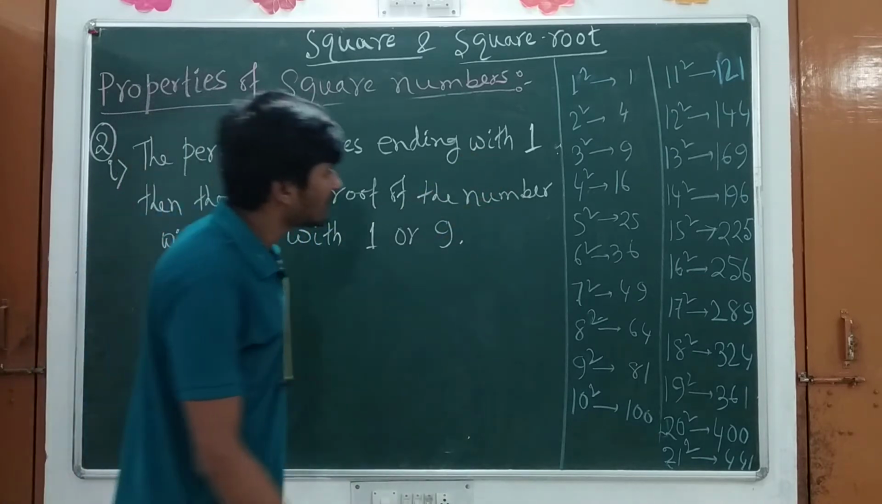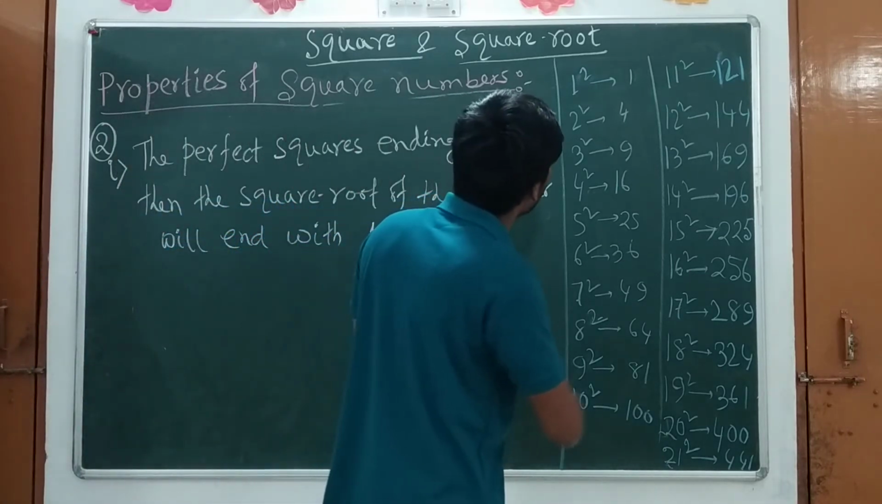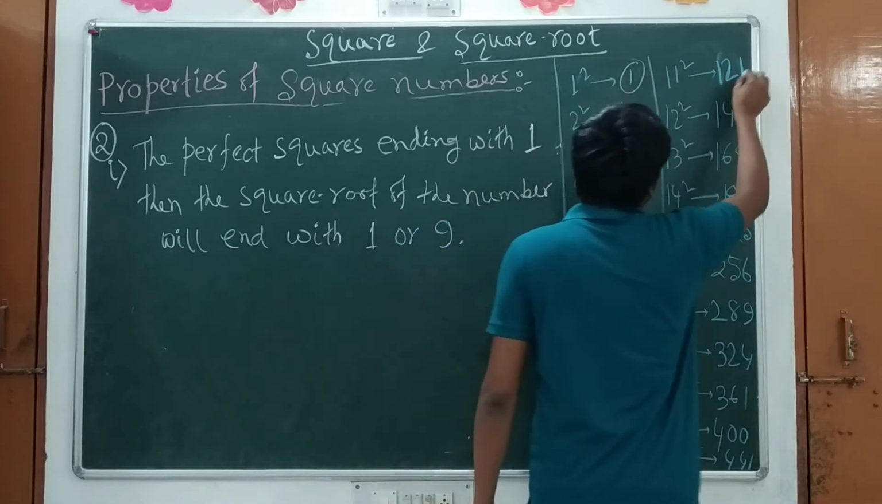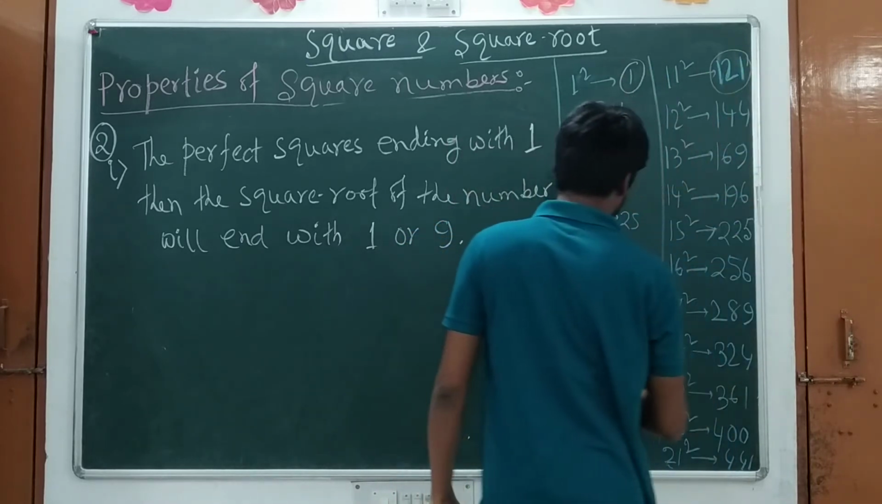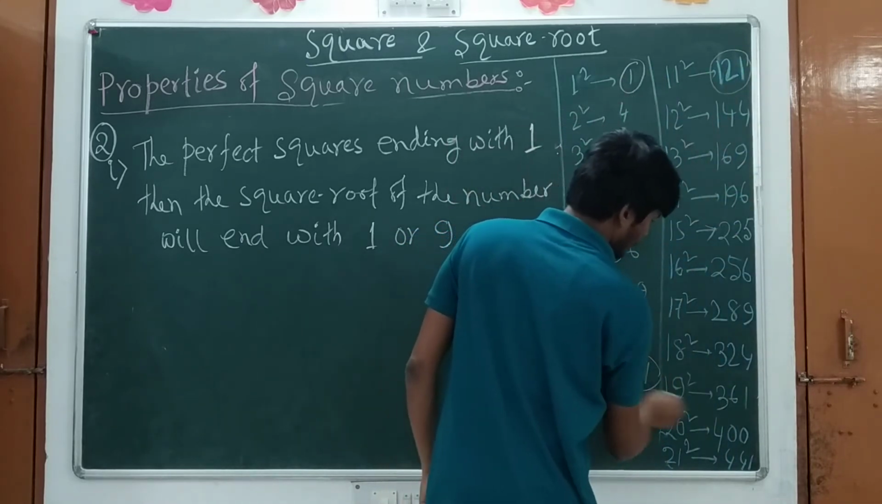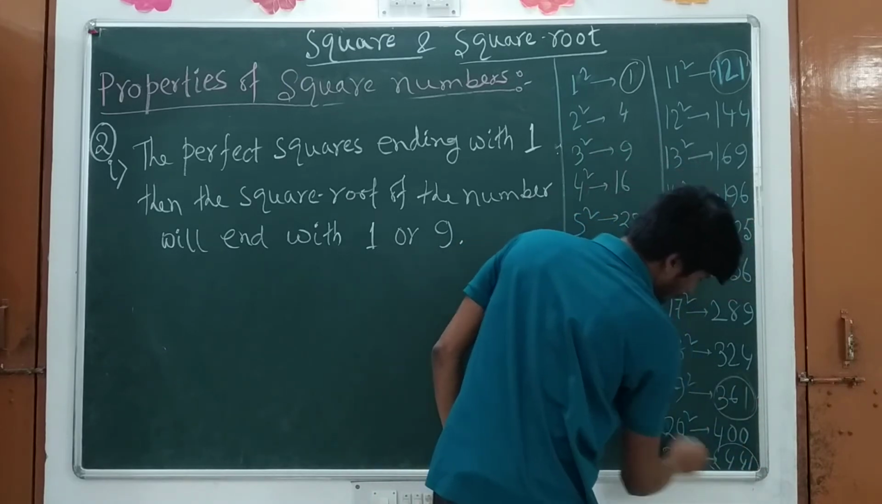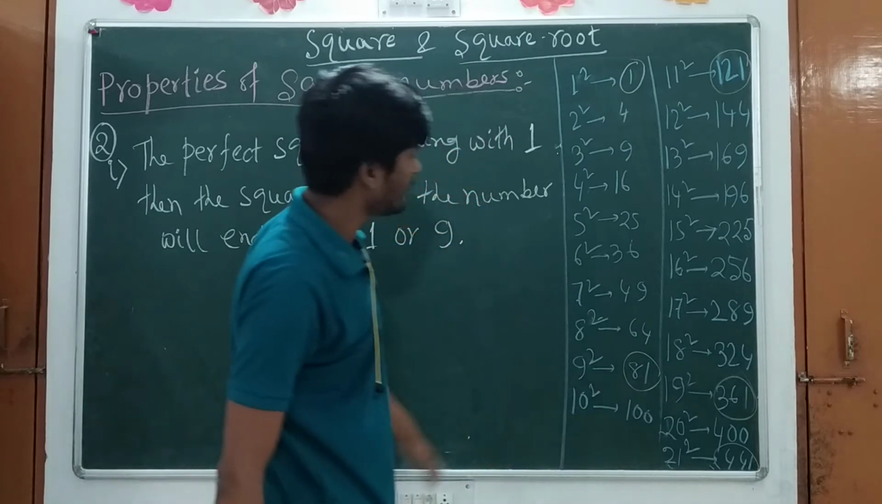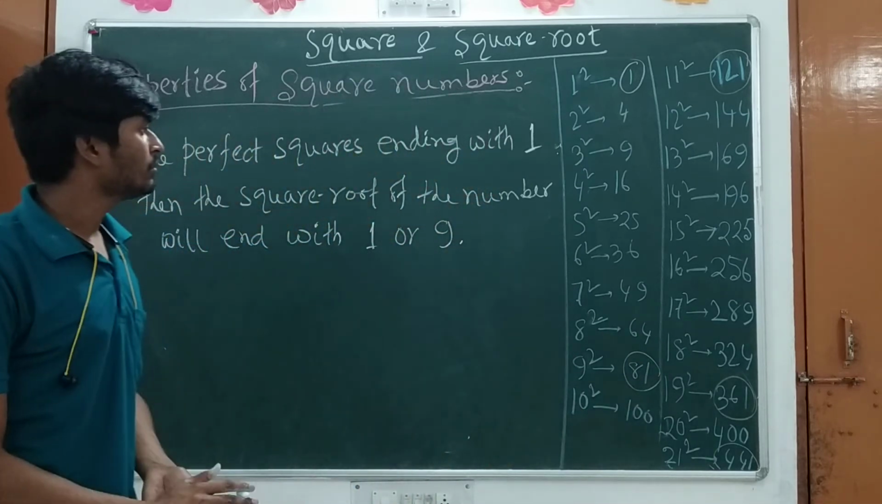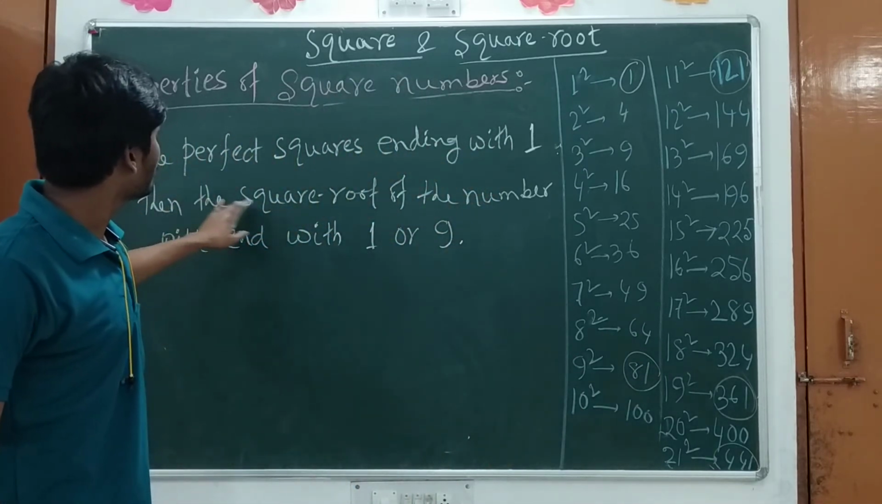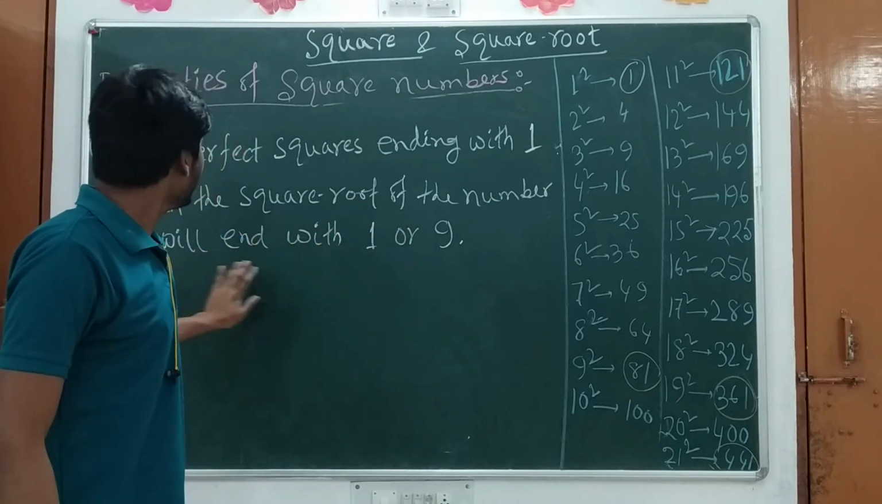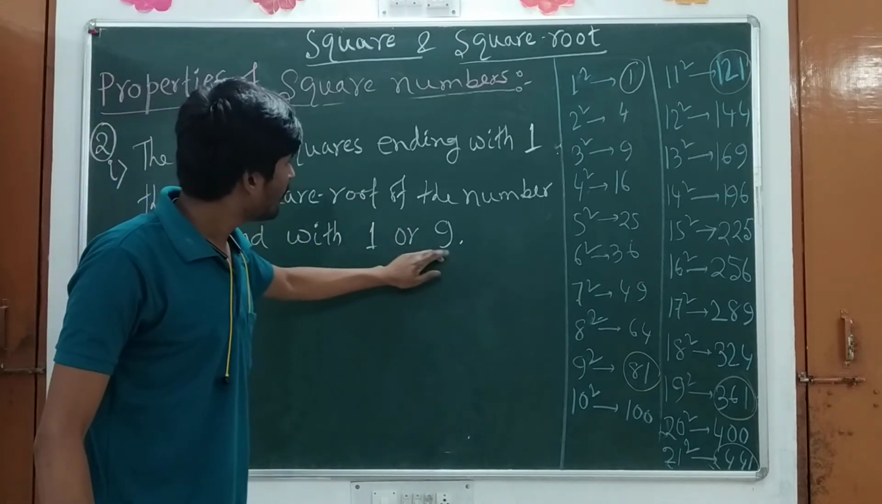So if you consider the perfect squares ending with 1, these are 1, 121, then 81, here is 361, here is written 441. So these are the perfect squares that end with 1. Then we can conclude that the square root of the number will end with either 1 or 9.